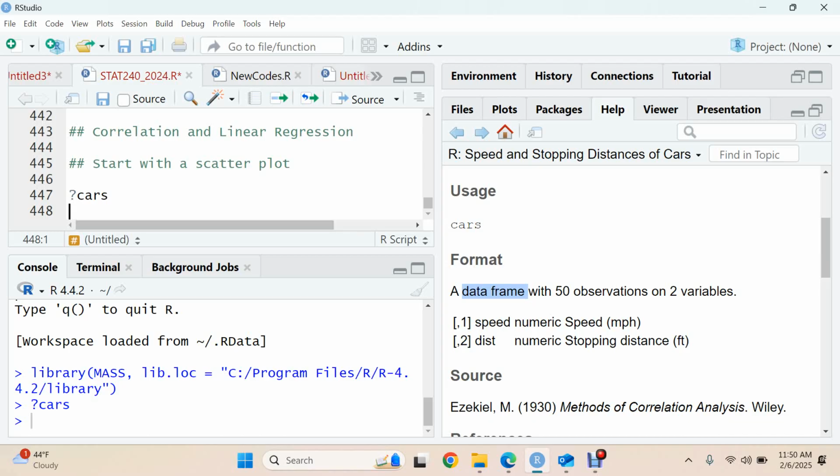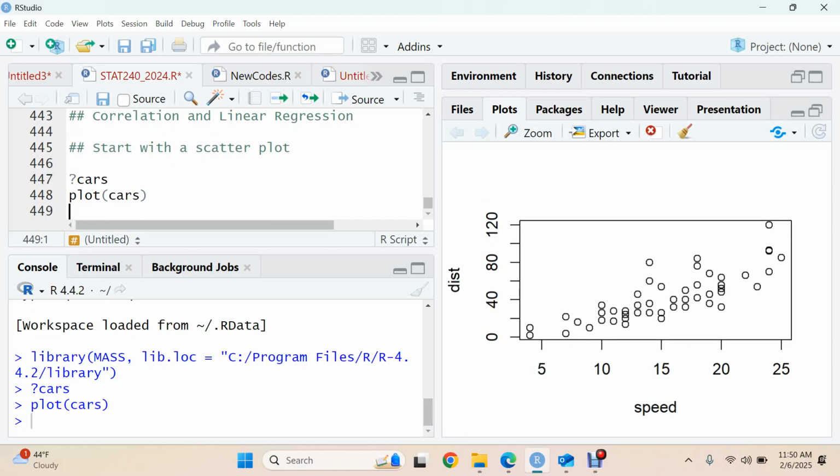So how do I get a scatter plot of this? I can just plot it like this, cars, because you can plot a data frame like that, which is distance and speed. I can also use X and Y. It depends on you. So I could have also done it this way by saying X is equal to cars, because it's a data frame, then I choose speed, and then Y is equal to cars, I choose what? Dist.